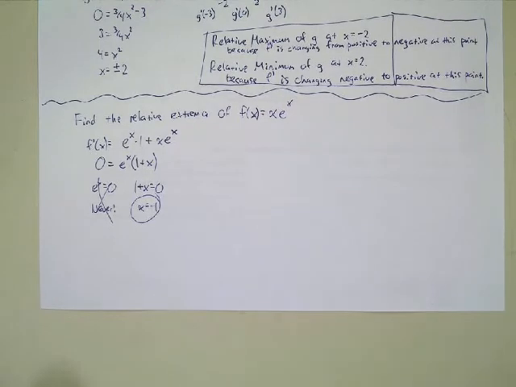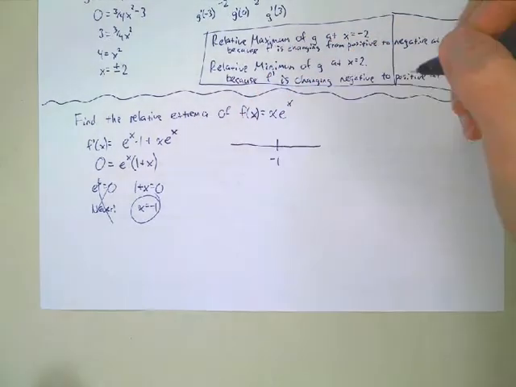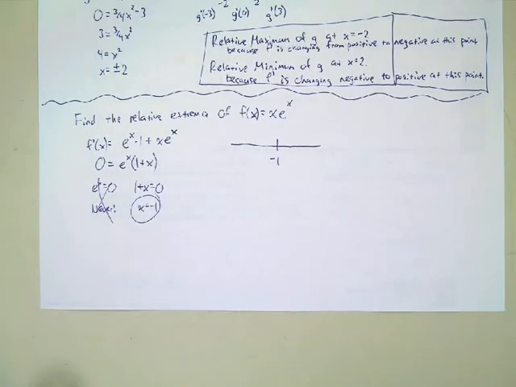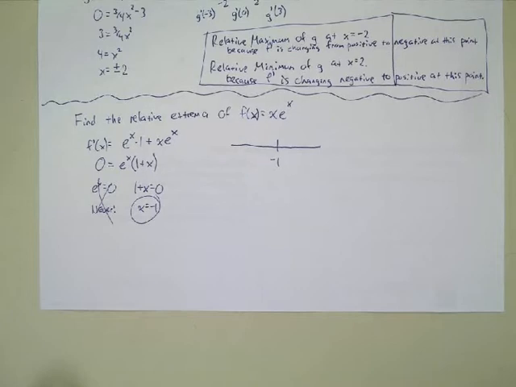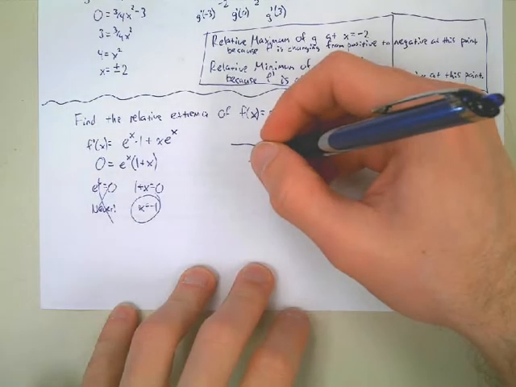We've got a critical point. Oh, we forgot to check. Could our derivative be undefined? No. Yeah, there's no denominators or anything like that. Yep, so just -1, that's all you have to worry about. Okay, so we'll make a number line, -1 in the middle. All right, what numbers do you want to check here? Check -2. Okay, so we're going to plug -2 into the derivative, that's right. And then what's the other number you want to check?